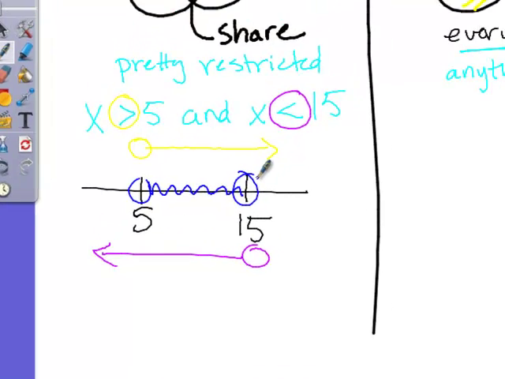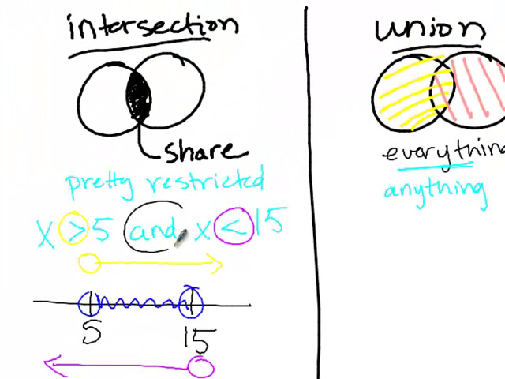The other thing that I wanted to point out really quick, when we're talking about an intersection, we're talking about the word and. Both things have to be true. It has to be greater than 5, and it has to be less than 15. You notice on the graph that I did two specific colors. I did the yellow for the greater than, I did the purple for the less than, and then in the middle of the number line I put it all together to show the endpoint and to show exactly what's being shared.